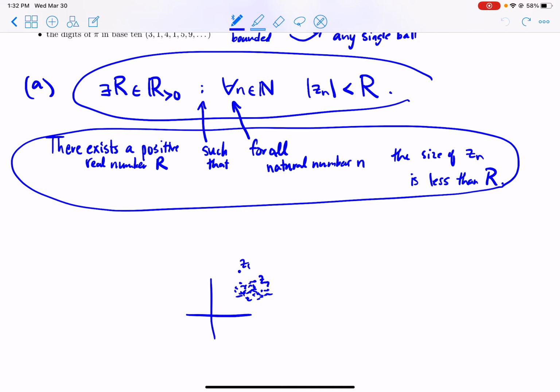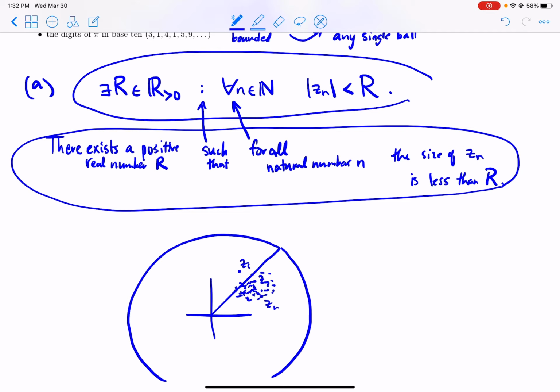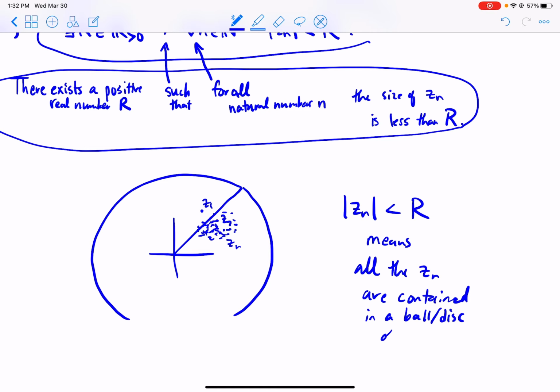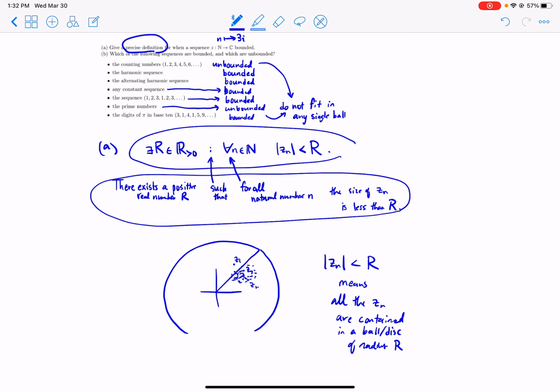Then it's unbounded. But if there exists some radius such that a ball with that radius completely contains all the z sub n, less than R means all the z sub n are contained in a ball or disk of radius capital R. This is the concept. The word bounded should have this picture in mind.